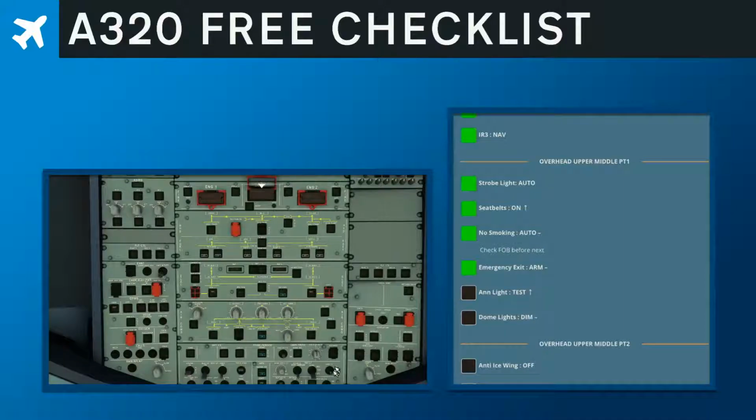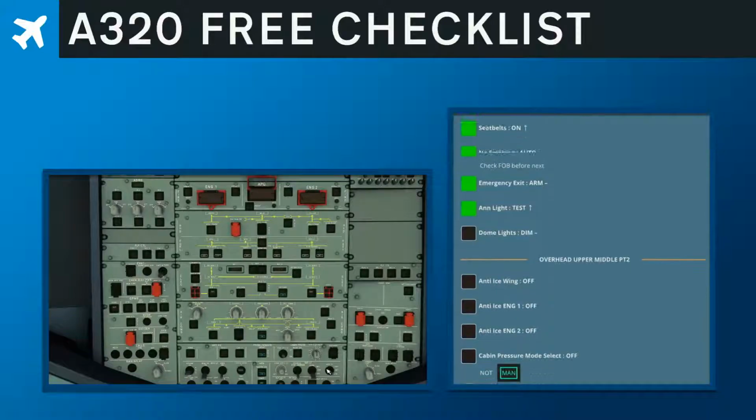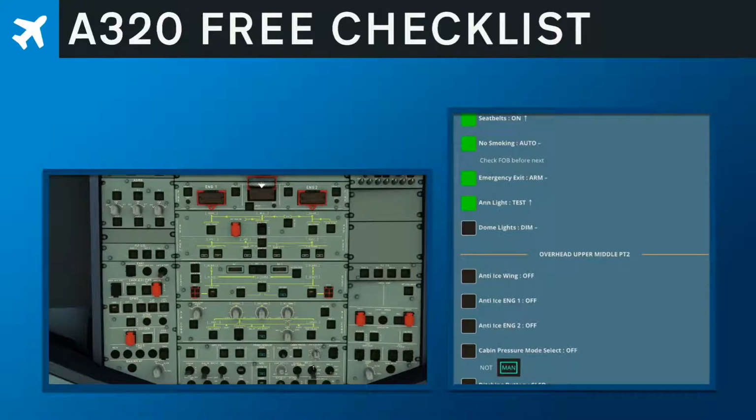And now we check the lights by pressing, where are we here, the annunciator light, and that brings everything to life on the overhead, and we can basically see whether there's any bulbs out or anything like that, and we turn that back to test. And the dome lights we set to dim.